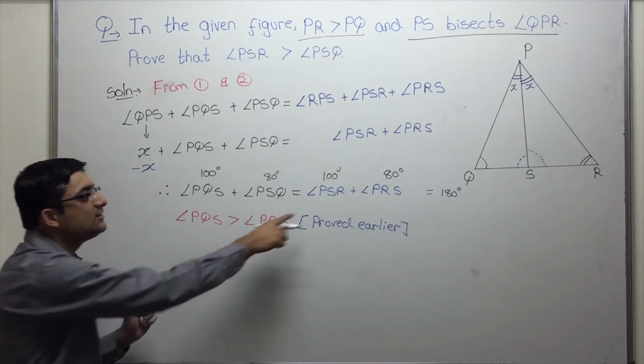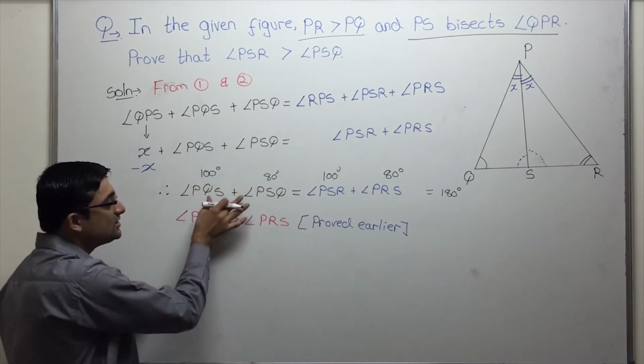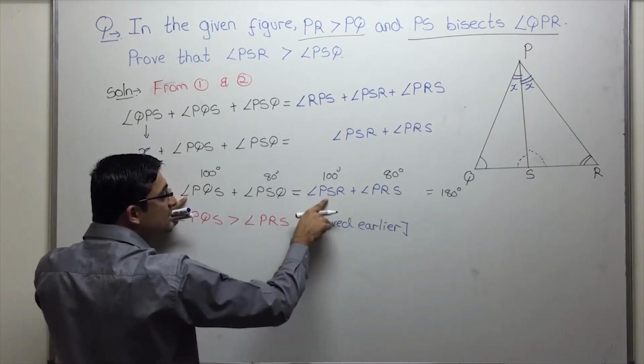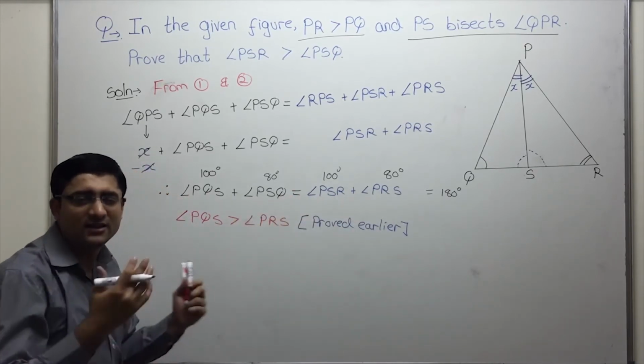So as you can see, this over here is greater than this. So since this plus this is equal to this plus this, and since this is bigger than this, that means this over here has to be bigger than this. Think of this in two ways.